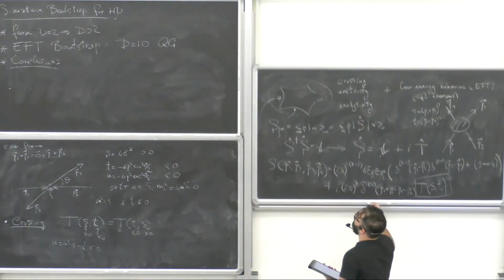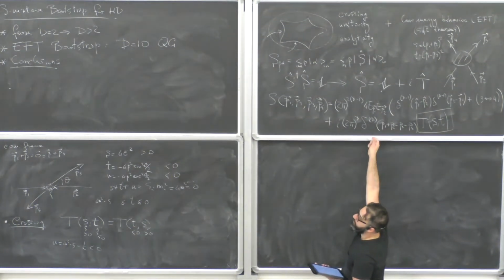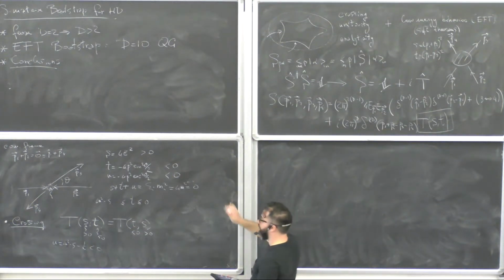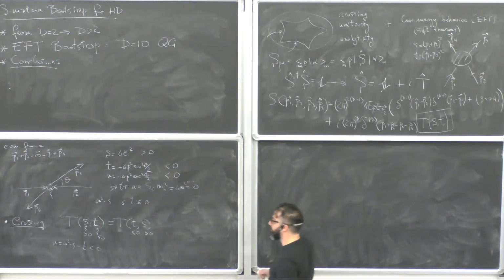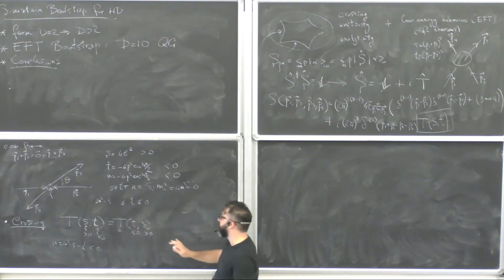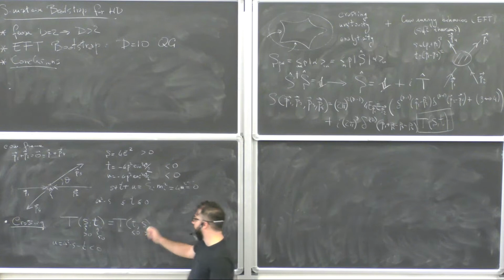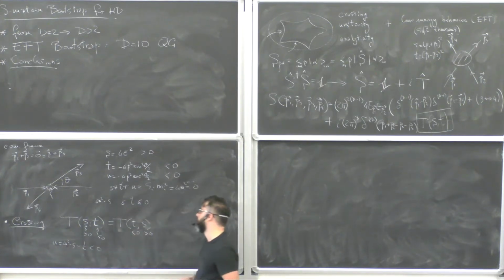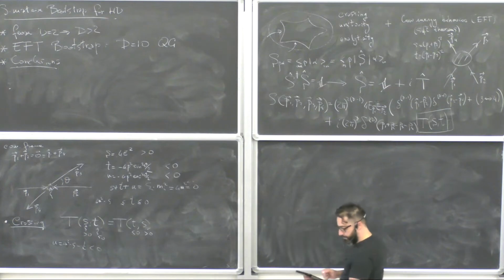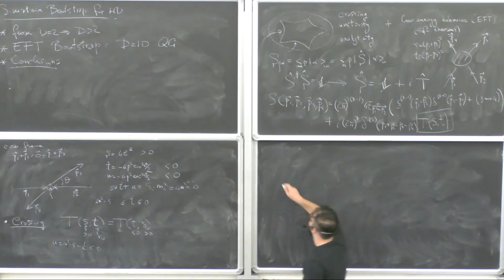Okay, so far so good. This is just a very simple extension to 2 dimensions, right? Here, crossing is a little bit more complicated because u depends in this way on S and T. Okay, so unitarity.